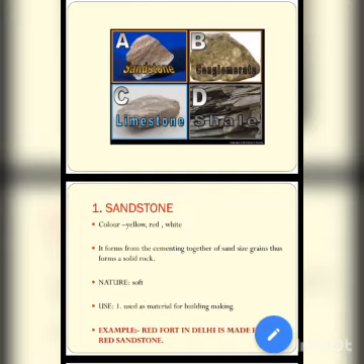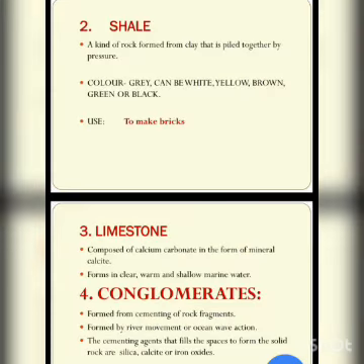Last one is conglomerates. Conglomerates means something cemented together, meaning they are formed from the cementing of rock fragments. Some rock parts are cemented together and they form the conglomerates. How are they formed? They are formed by river movement or ocean wave action.